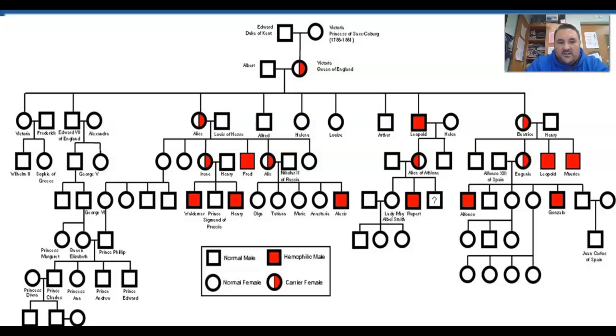So that's her first round of children. Now in her grandchildren, she had 16 grandchildren. The circles are girls, so this one's a carrier, this one's a carrier. All of the red squares are boys who actually had hemophilia. Every single generation becomes more and more prevalent.